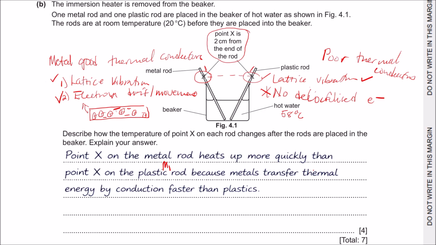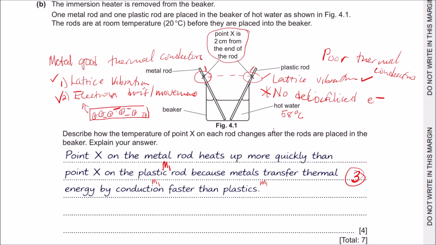Because metals transfer thermal energy by conduction. This is method mark number 2, because I've identified that heat will be moving by conduction. And it's faster in metals than in plastic. So this is method mark number 3. So just this paragraph, I've raked 3 marks out of 4.